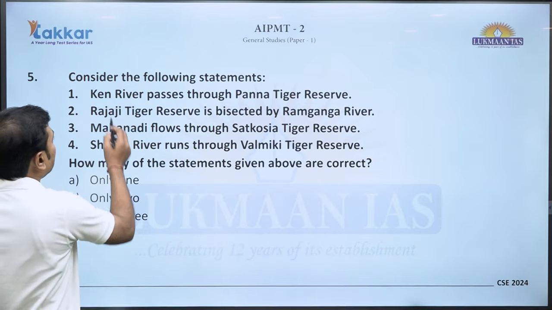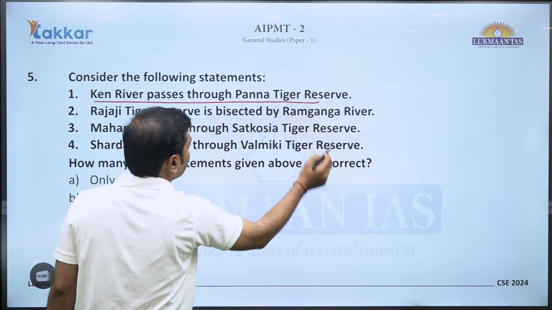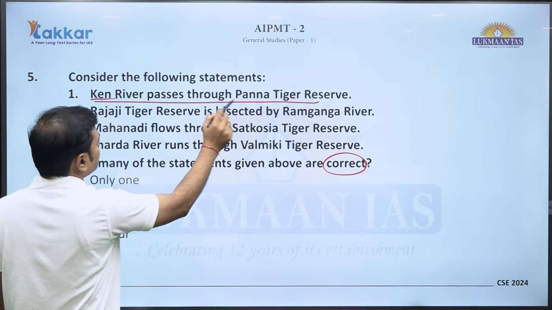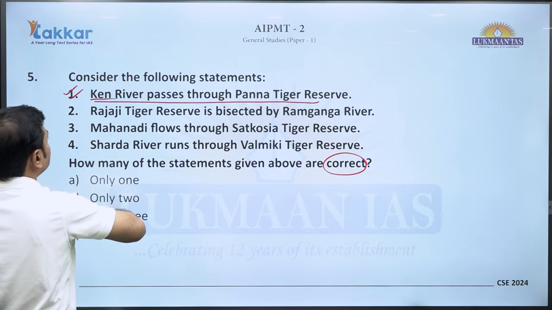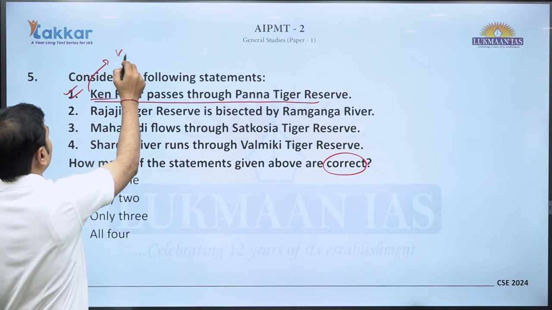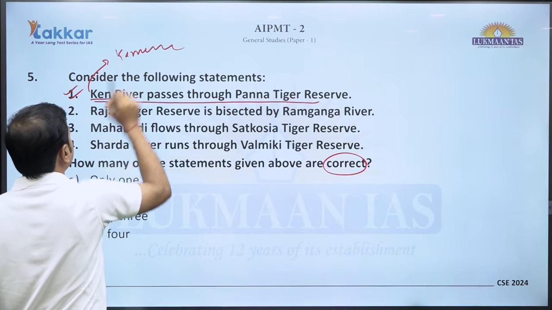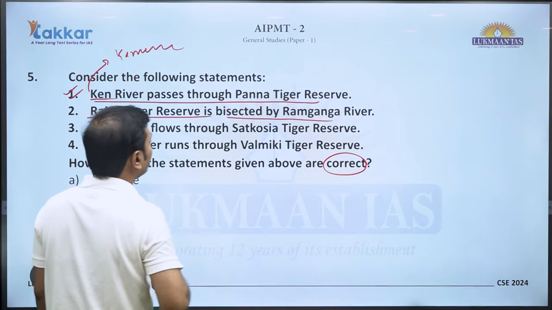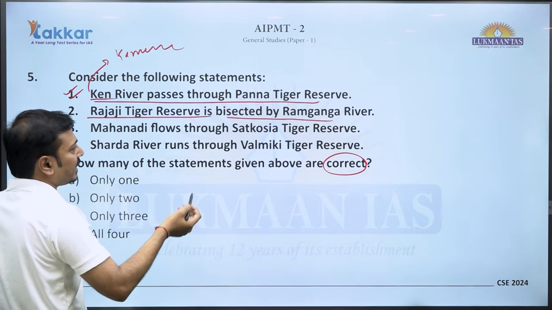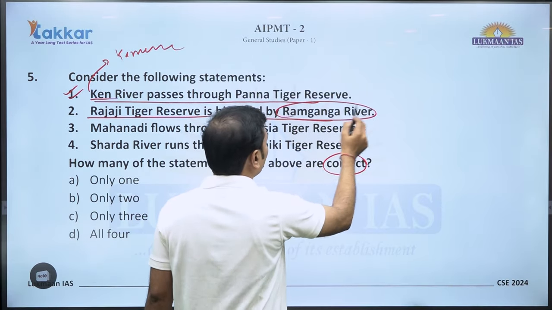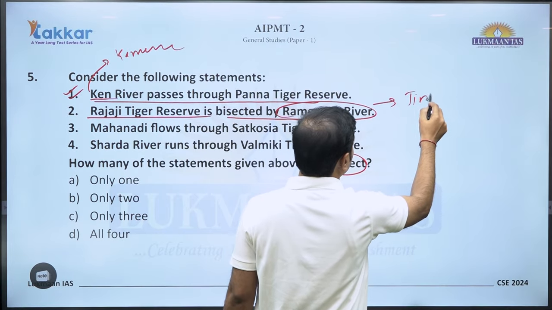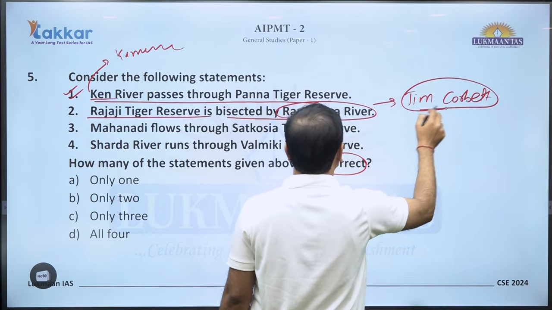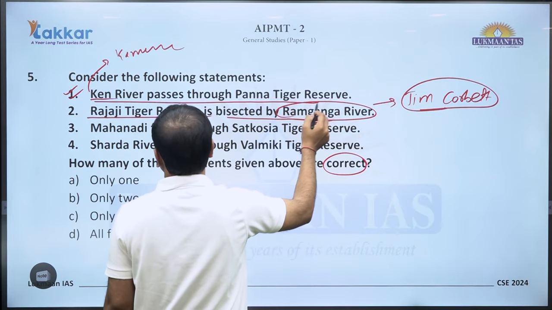So look at this. Cane river passes through Panna Tiger Reserve. We have to identify the correct statement. So we know that Cane river passes through Panna Tiger Reserve in MP. This is correct. Cane is the tributary of the Yamuna river. Now, Rajaji Tiger Reserve is bisected by Ram Ganga river. Now this is incorrect. We know that Ram Ganga river flows through Jim Corbett National Park, or we can say Tiger Reserve. Jim Corbett. So this is an incorrect statement.